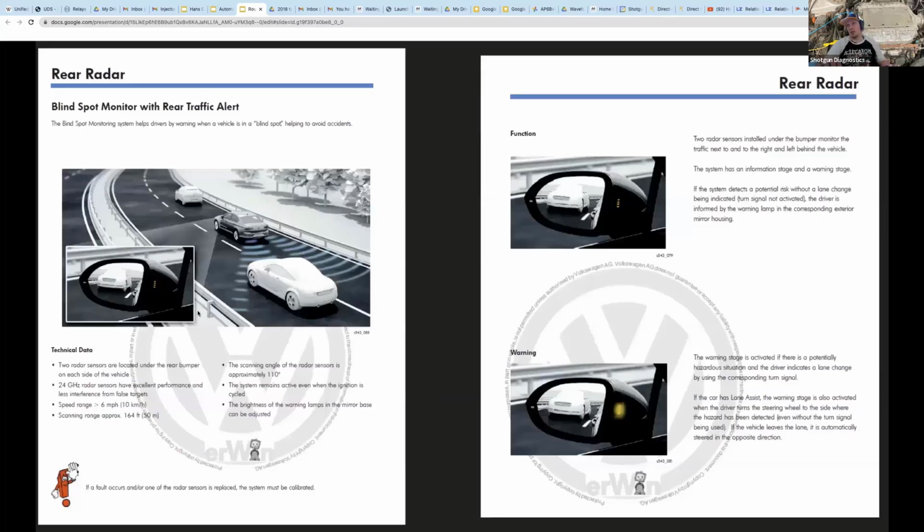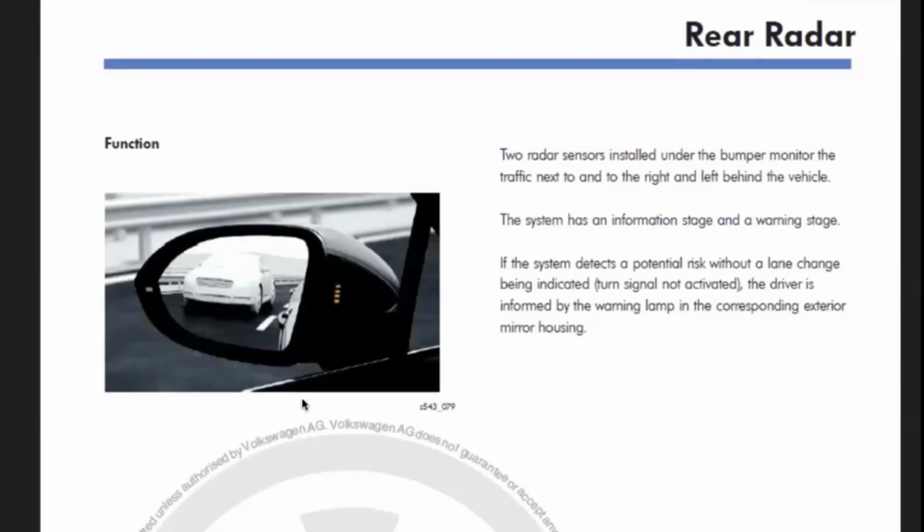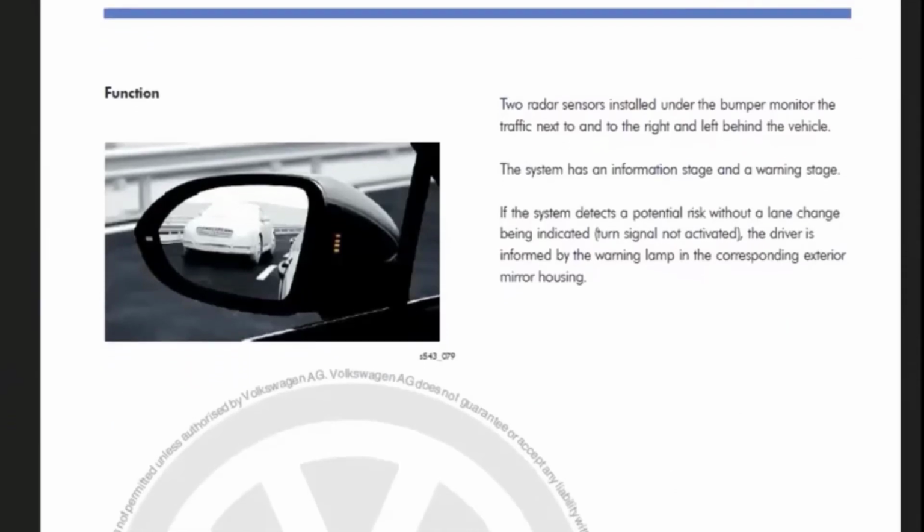So then I looked up the self-study program, which we talked about before with Volkswagen. So this is just referring to blind spot monitoring. You can see that the beams being projected out are coming from the bumper, which is a little different. Some vehicles, actually, the radars are in the mirror itself instead of actually in the bumper. Kind of depends on each vehicle manufacturer. However, we see in the pictures on the right here that the warning takes place in the mirror.